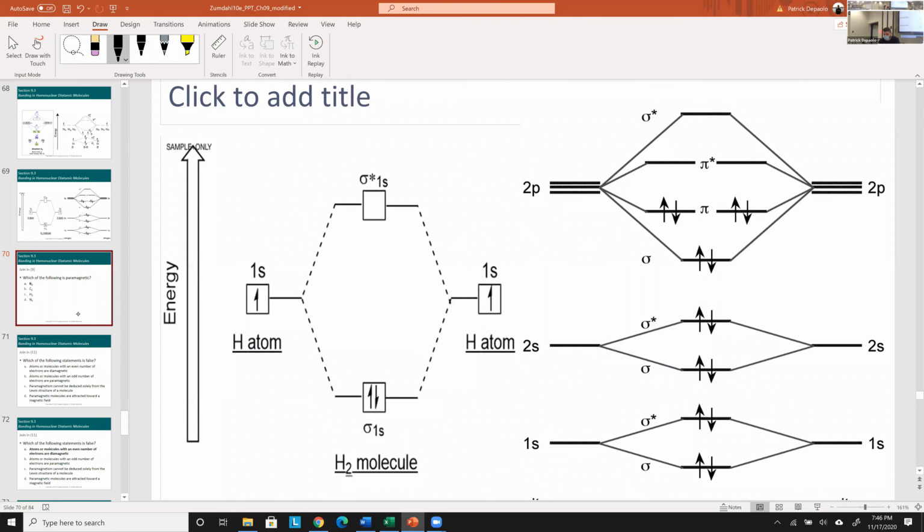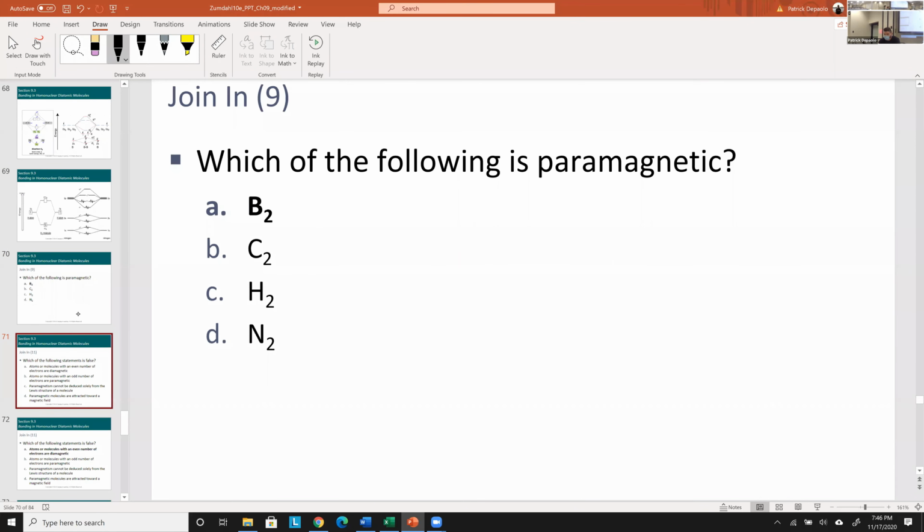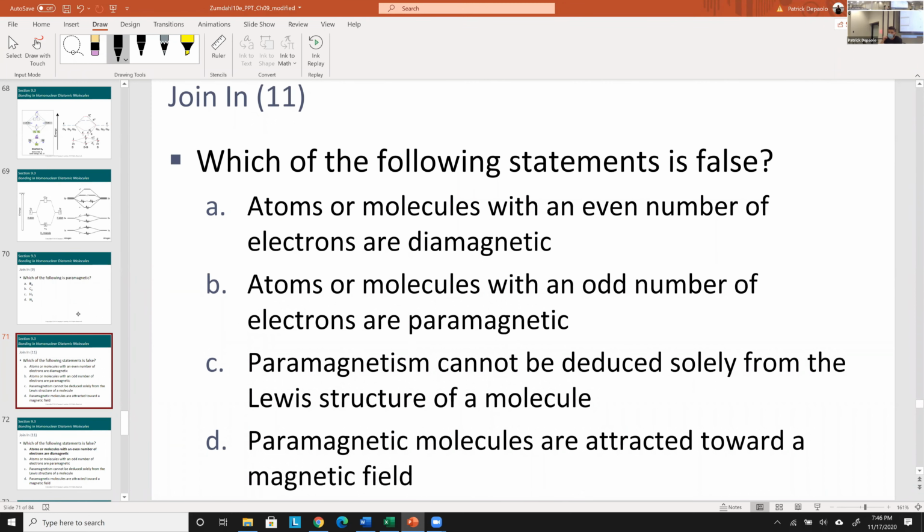Which of these statements is false? Atoms or molecules with an even number of electrons are diamagnetic. I don't know about that. What do you guys think? Think about that. With an even number of electrons.